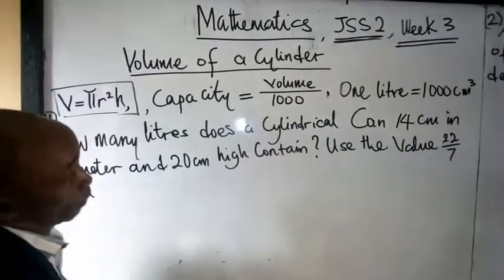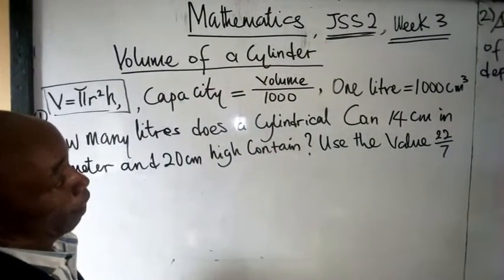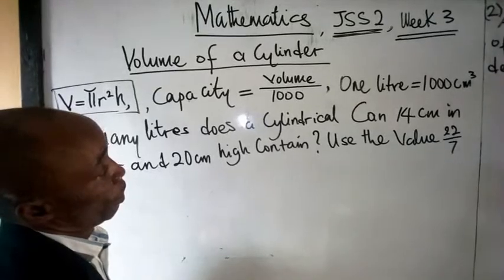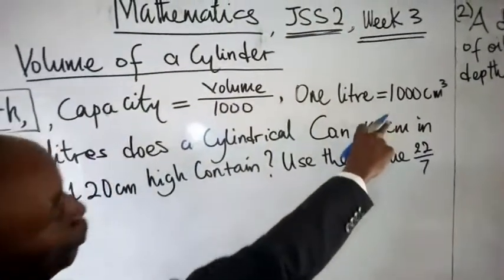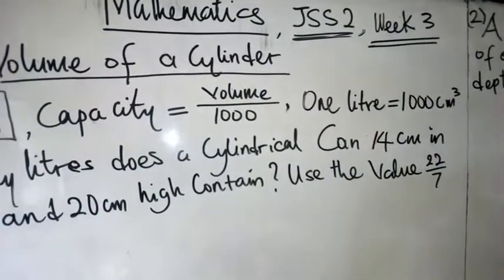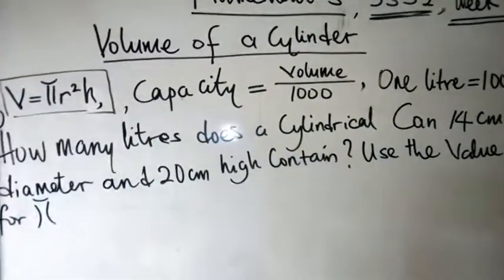So when you find the volume, for you to find the capacity, you divide it by 1,000. That one is constant. And then we always say 1 liter is equal to 1,000 centimeters cubed. Now let's see. Let's take a look at that.